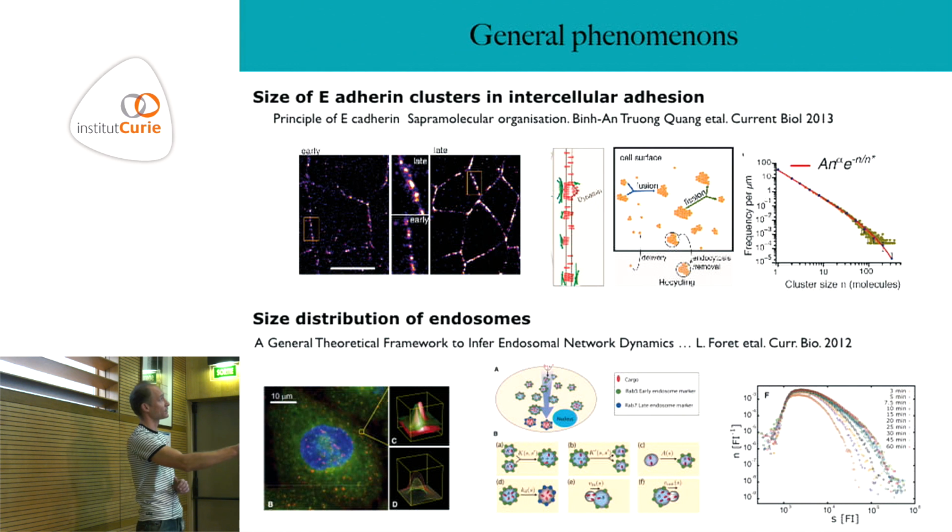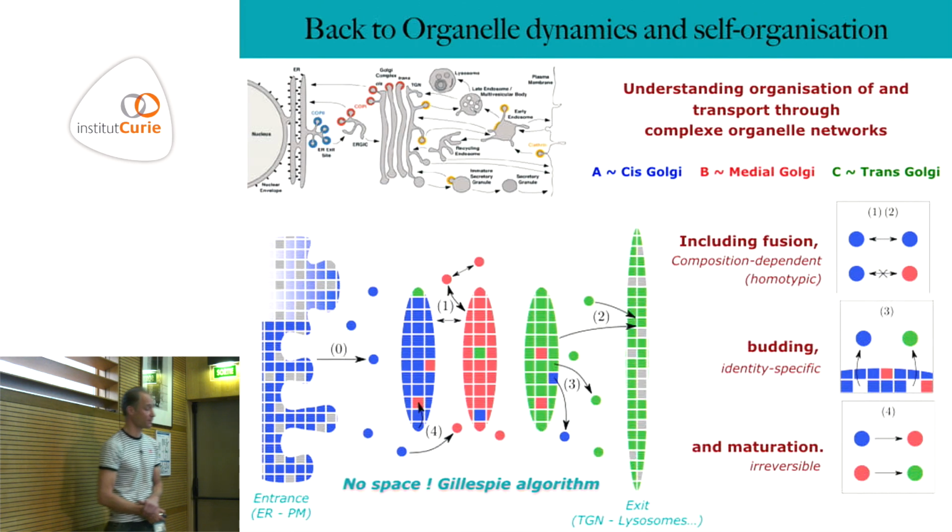And in the case of cadherin, this was sort of confirmed experimentally. And then you also have the size distribution of endosomes. It is a bit more messy, but you also have basically a power law and an exponential decay. So this concept can be applied fairly directly to the size distribution of basically non-equilibrium aggregates in cells. Okay, so let's go back to our problem now, which is finding the steady state of this complicated system.